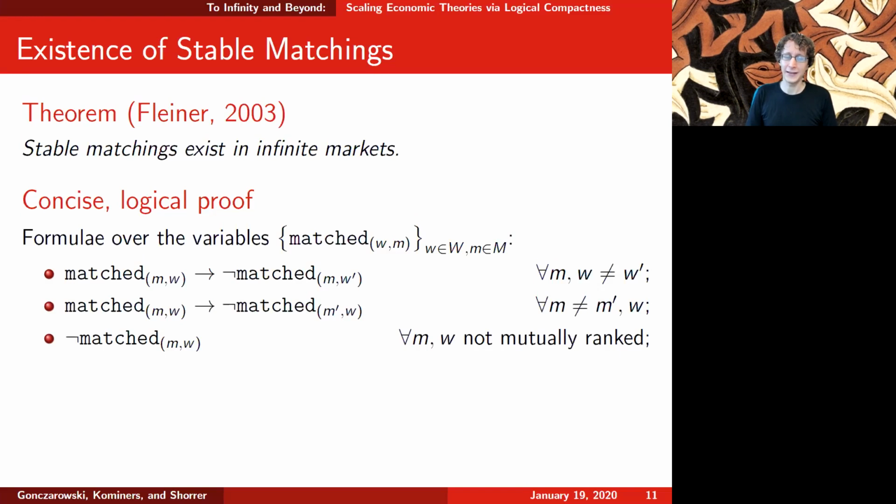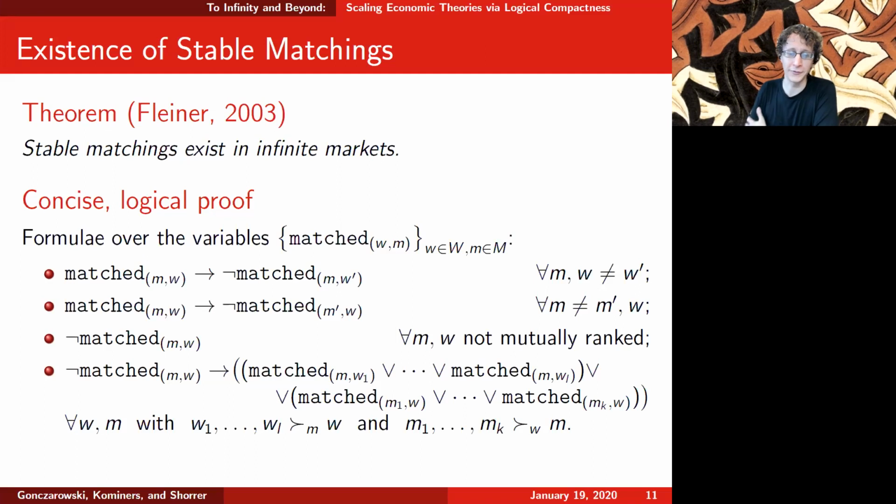We'll also add a not matched MW for any M and W that don't mutually rank each other. So if one of M or W finds the other an unacceptable partner, we introduce a not and say it had better not be the case that M and W are matched to each other.